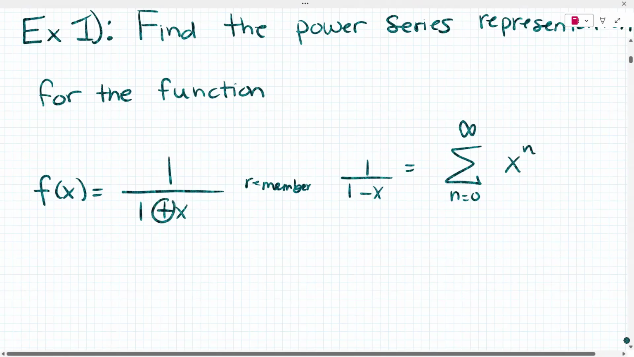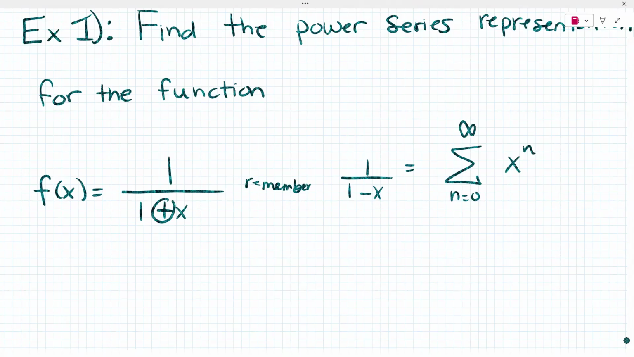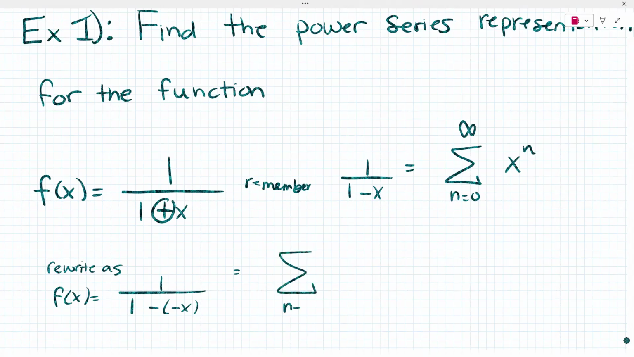So we can actually rewrite or manipulate it as this: 1 over 1 minus the negative x, right? We haven't changed the problem. 1 minus negative x is the same thing as 1 plus x. And we can say that equals the summation of n equals 0 to infinity of negative x raised to the n.